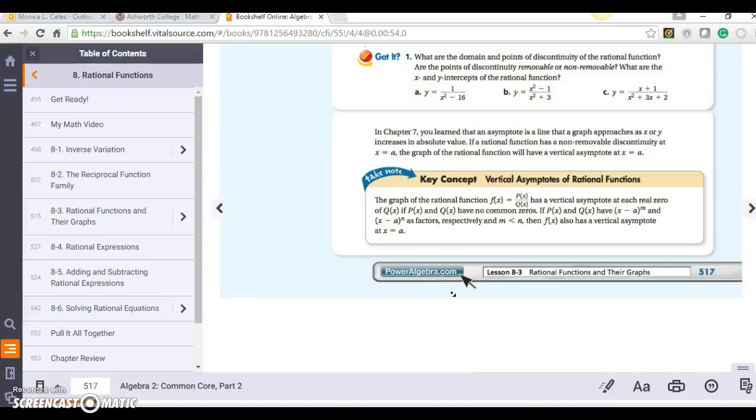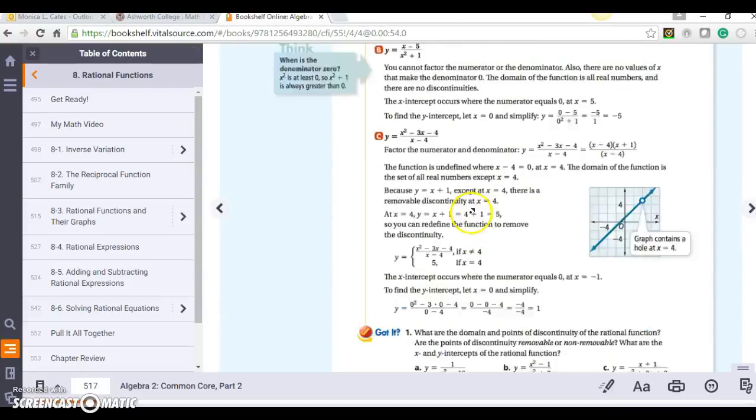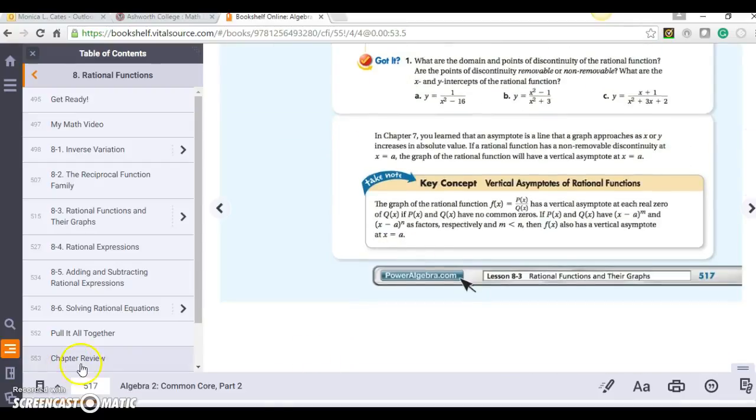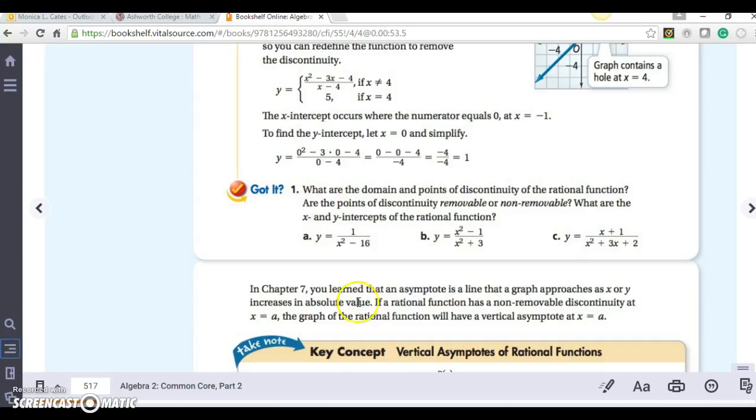Okay, let's continue on. Let's talk about vertical asymptotes. In chapter 7, we learned that an asymptote is a line that a graph approaches as x or y increases in absolute value. If a rational function has a non-removable discontinuity at x equals a, the graph of the rational function will have a vertical asymptote at x equals a.